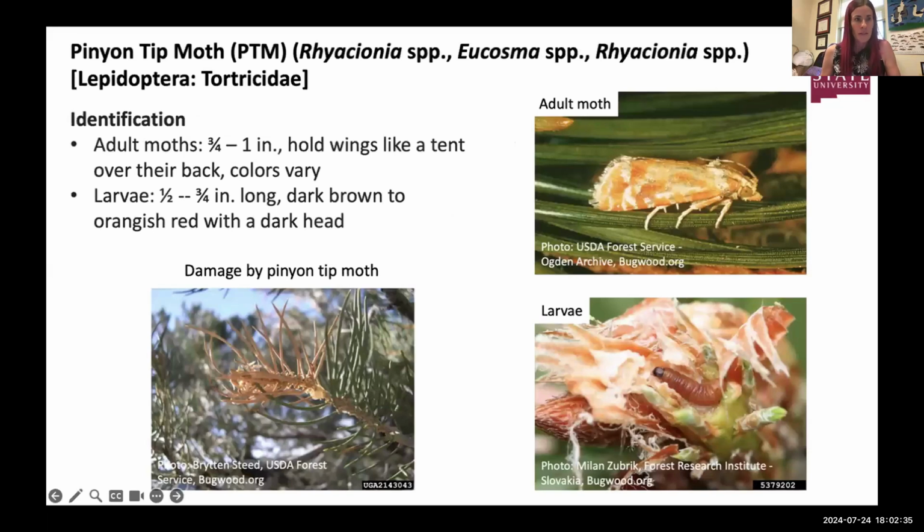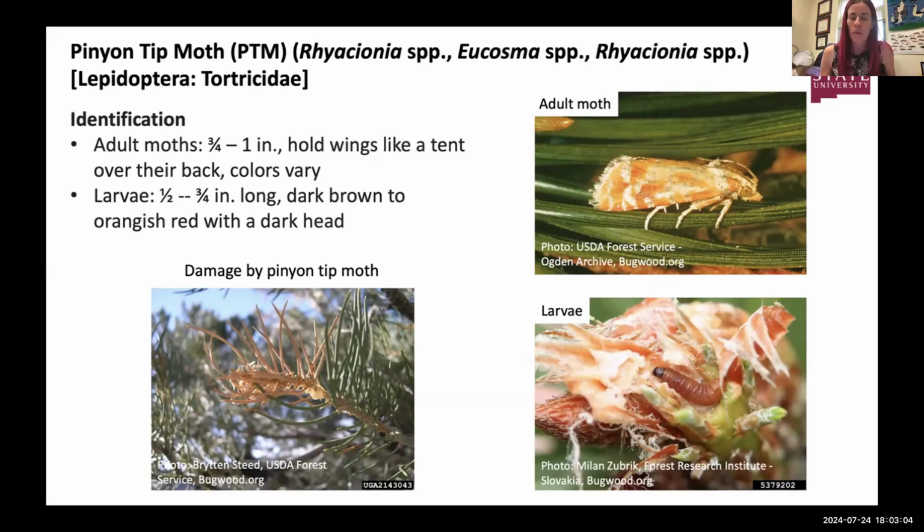Now, another pinion type pest is the tip moth. These are a bit different in the way that they look and the way that they feed, but they are moths as well, in a different family. The adults are kind of colorful looking. They can vary in their colors. This one's kind of orangey, and they have this mottled patterning on them, and they hold their wings like a tent over their back. They can be up to an inch long.